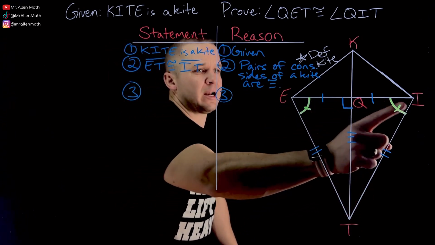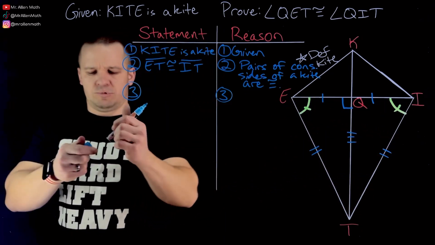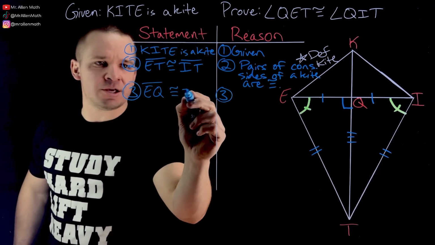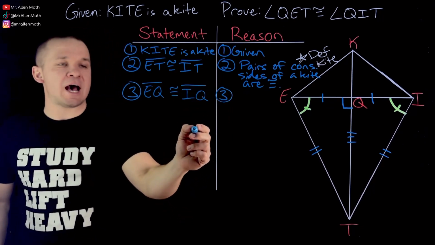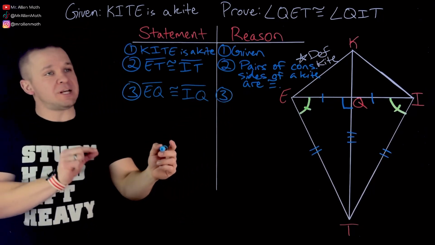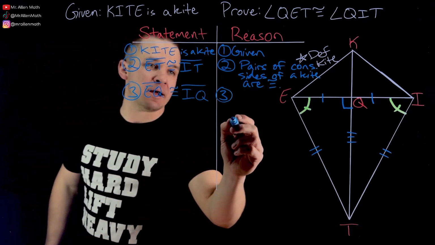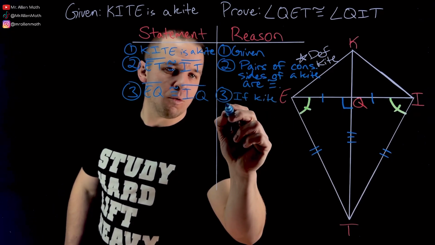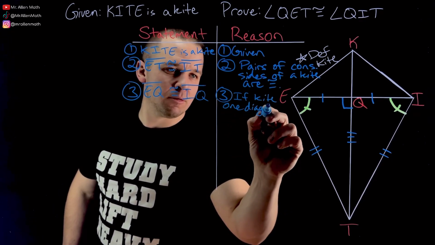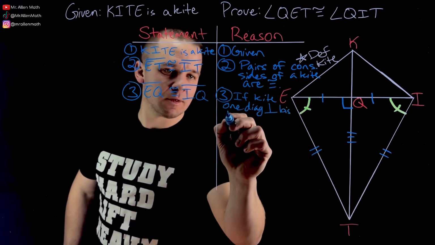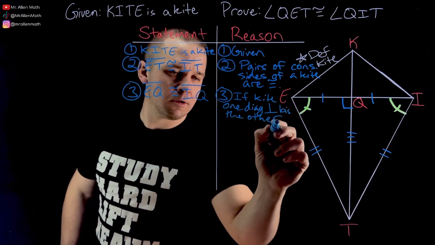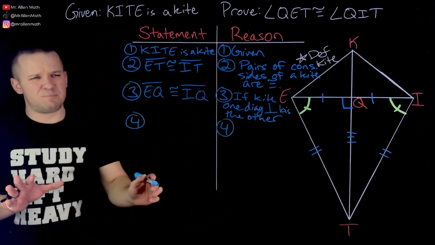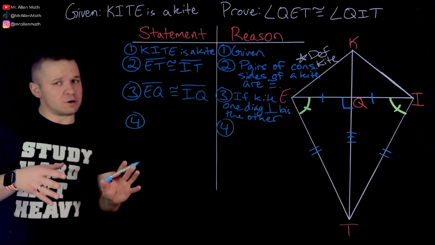We said EQ and IQ. Should probably have this open. EQ is congruent to IQ. And why is that? We said one diagonal perpendicularly bisects the other, right? If a kite, one diagonal perpendicularly bisects the other. I feel like these are rather informal reasons, but it's pretty decent though. Follow whatever kind of properties your teacher is having you write up.